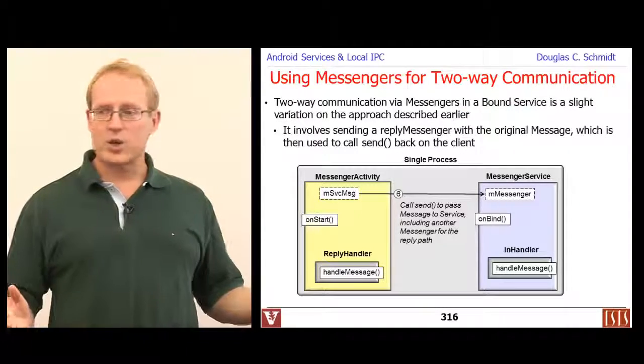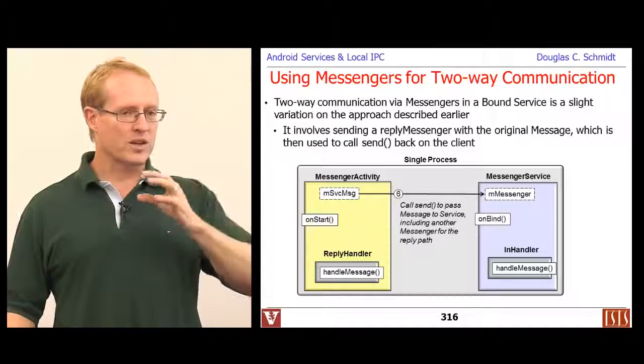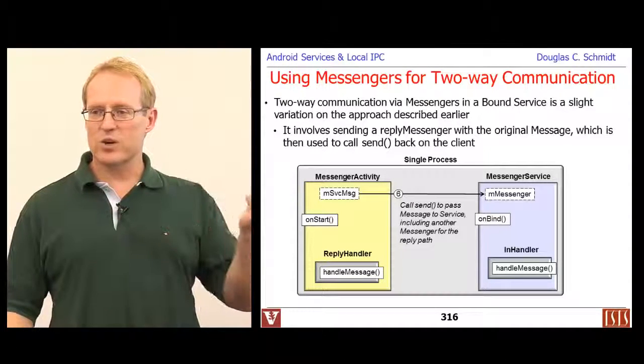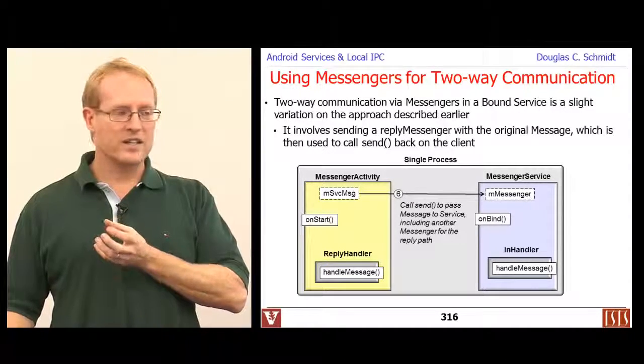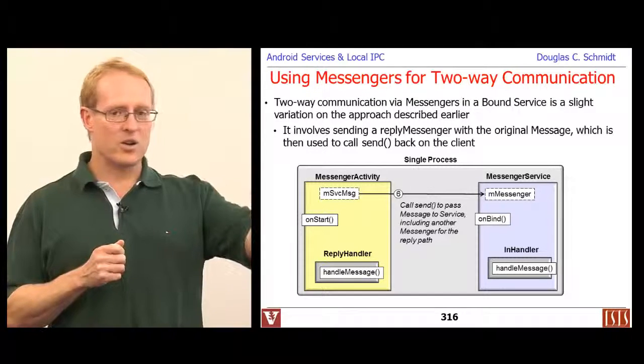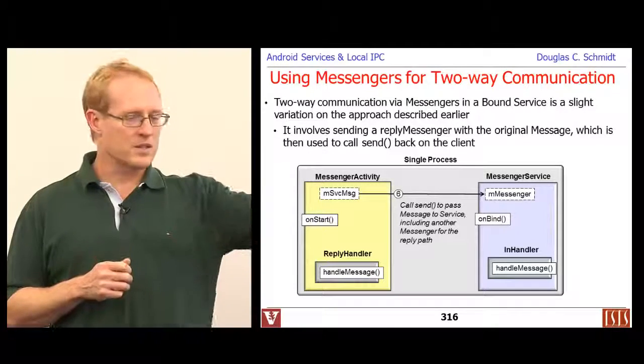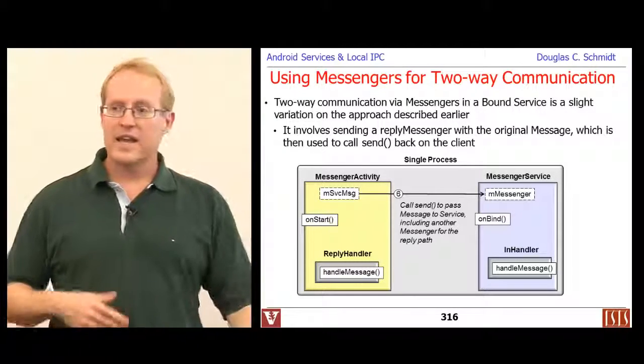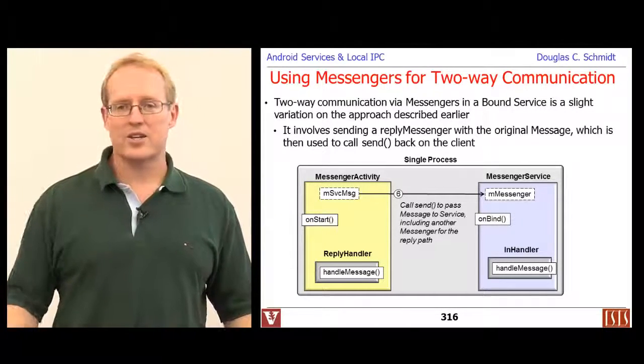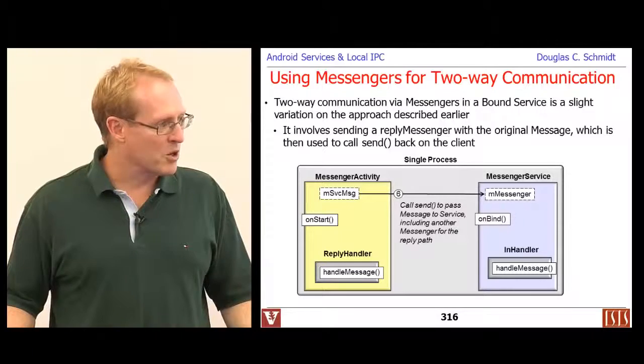Now, what I just showed you there was a simple one-way approach where what is happening is we're getting back a messenger in the activity, and the activity is using that to call something in the service and send it something to do. It sends it a message. If we want to do two-way communication, it's pretty simple, but again, it requires some more work.